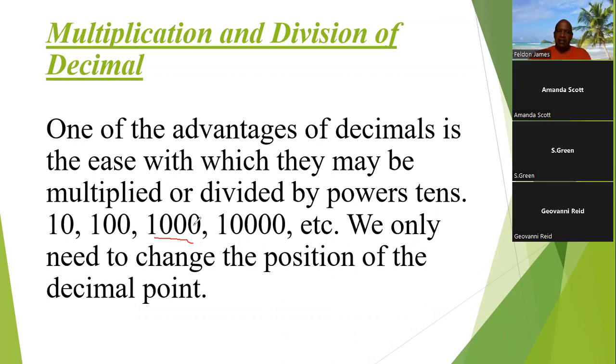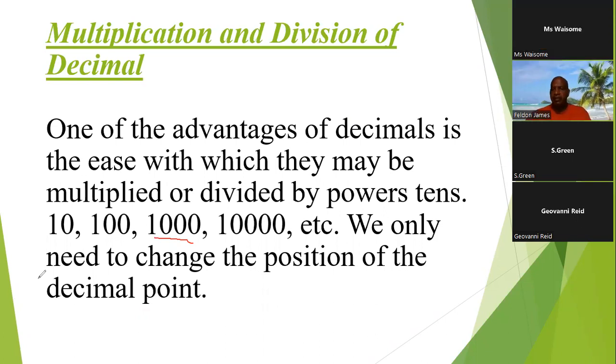Well, actually, the number of zeros tell you the number of places that you're moving. So if you divide, you're moving to the left. In this case, if you're dividing by 1,000, you move the point to the left 3 times. If you're dividing by 10,000, you move 4 times to the left, and so on. Whereas when you're dividing, you move the point to the left, when you're multiplying, you move the point to the right. Go ahead, Ms. Raysom. Sorry, so when we're dividing, we move the point to the left, and when we multiply, to the right?